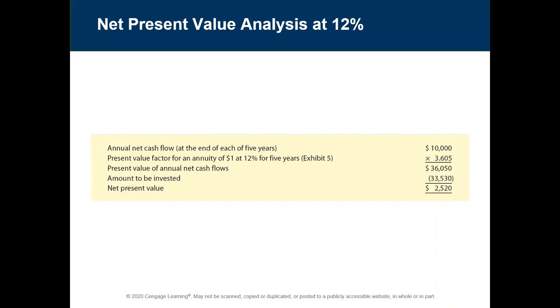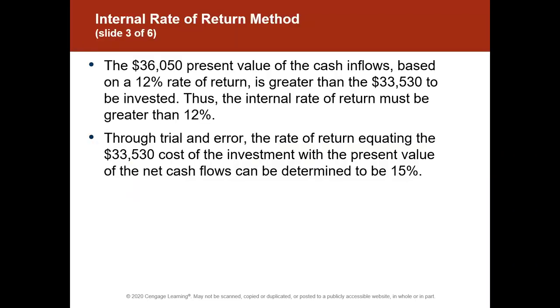So we take the annual cash flow times the present value factor, which gives us the present value of the annual cash flows, minus the amount to be invested, which gives us the net present value. We can see at a glance that this is making more than the target or required rate of return because it has a positive net present value. The question is, how much more? 12% is our target, but we don't know just looking at it.